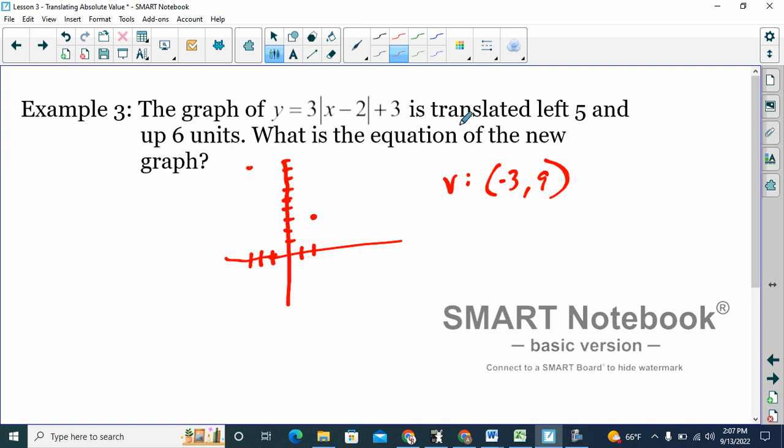Translating it doesn't change its shape at all. So it was a V that opened up with a slope of 3. It's still a V that opens up with a slope of 3. So y equals 3 times the absolute value of x. Notice to get to -3, 9, my translation should be left 3 up 9. So left 3 would be x plus 3, up 9 would be plus 9.